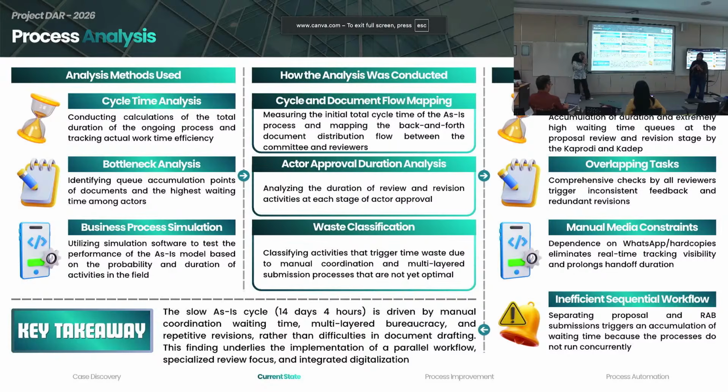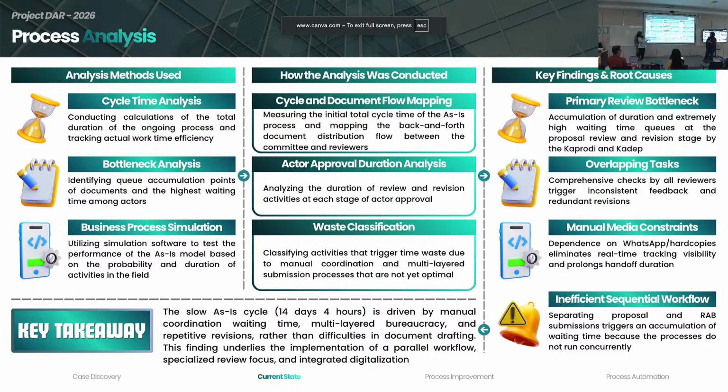And the next method is bottleneck analysis to identify the longest waiting time. In this analysis, we analyze the durations of review and revision activities at each stage of approval. So we analyze how long each stakeholder takes to review and approve the documents. And the last method is business process simulation, using simulation software to test the performance of the model based on the probability and duration of activities in the field.